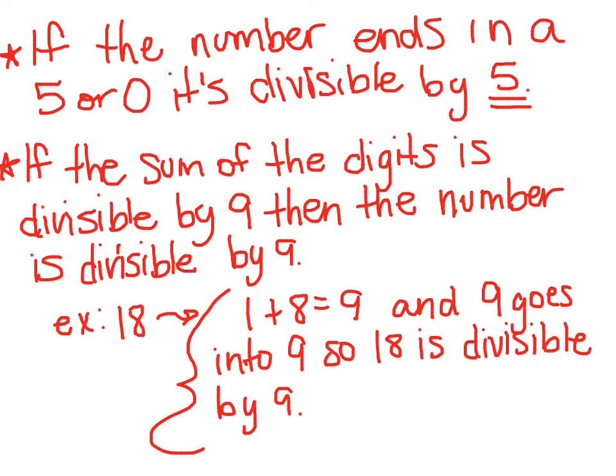Okay? If the number ends in a 5 or a 0, it's divisible by 5. I didn't write on here, but if the number ends in a 0, it's also divisible by 10, right?